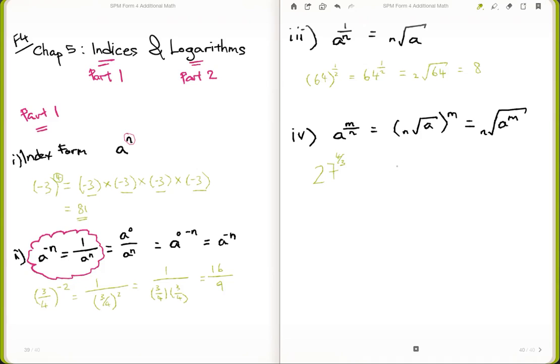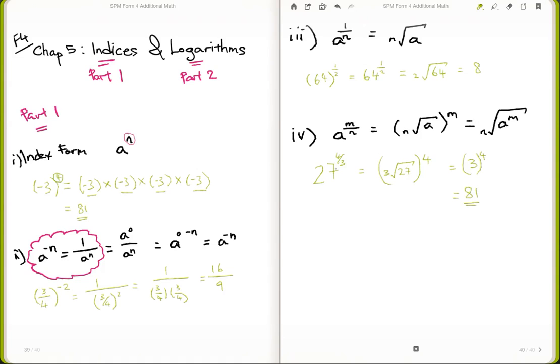So this one will be easier if I take the cube root of 27. Then I get 3, and the answer to the power of 4. And then the answer turns out to be 81.